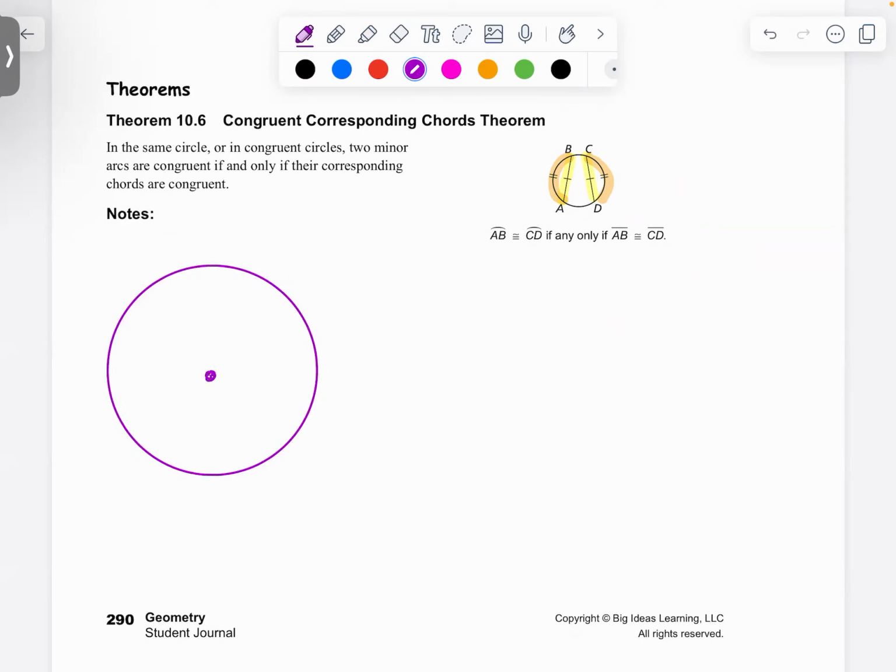All right, I want you to draw with me circle C. Could you please draw this circle with me?